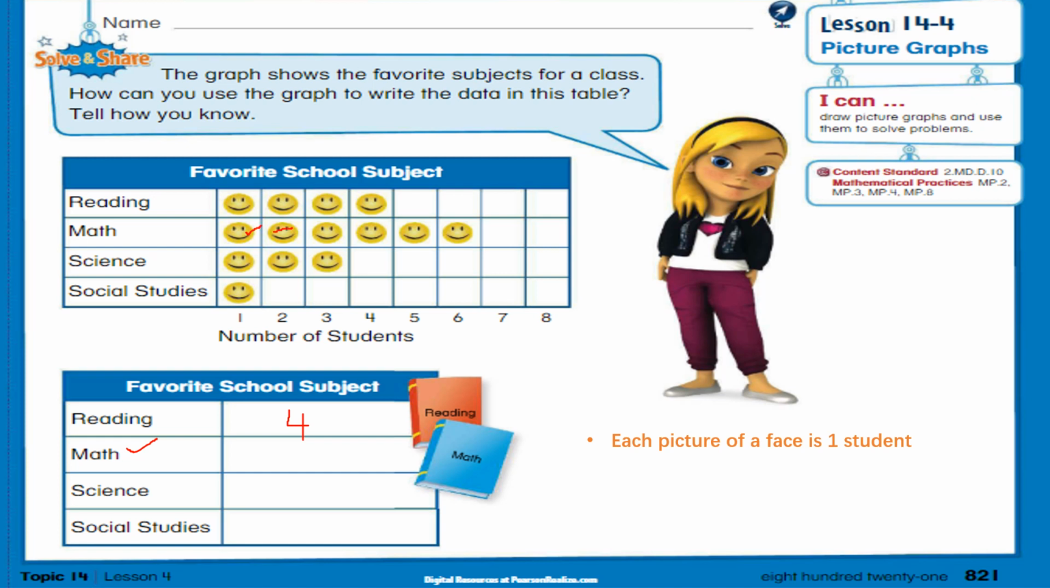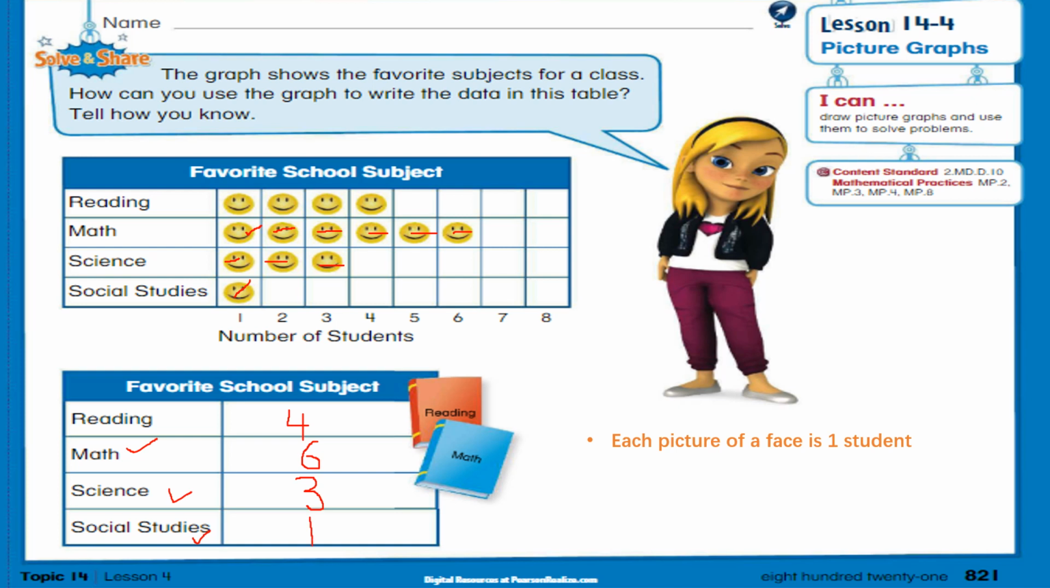Excellent. 1, 2, 3, 4, 5, and 6. So 6 students like math. Now how many students like science? Excellent. 1, 2, and 3. 3 students like science. Now what about social studies? Yes, very good. It's only 1.